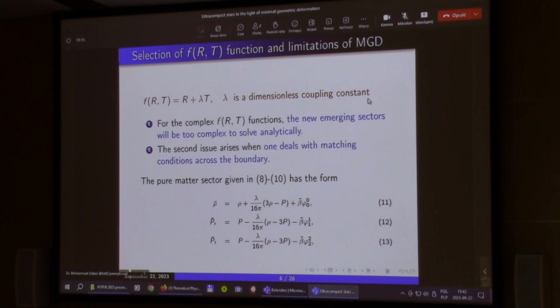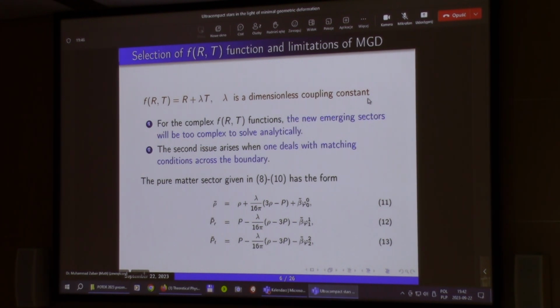Because if we choose a complex f(R,T) function, then we find that the new emerging sectors will be too complex to solve analytically. It's not possible to find an analytical solution, though we can opt for a numerical scheme in this case. The second issue arises when we deal with the matching conditions across the boundary, where we have to match the interior and exterior of the spacetime.